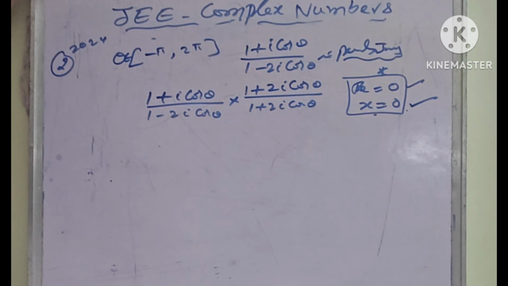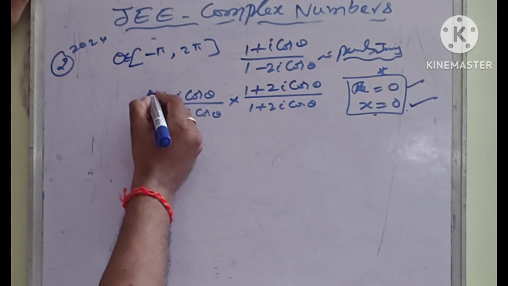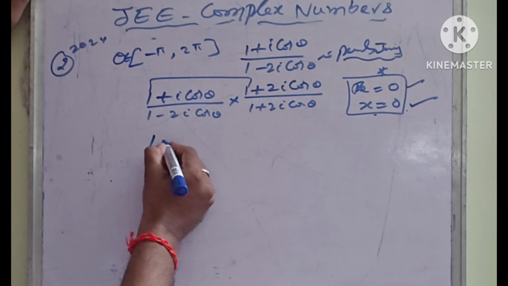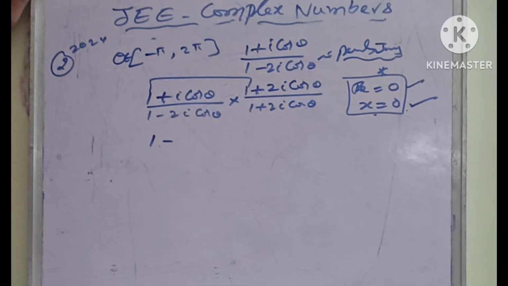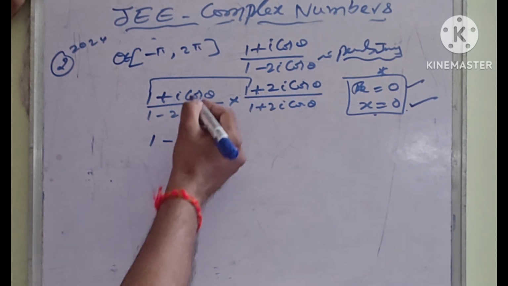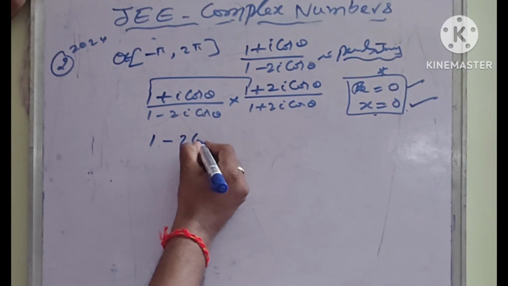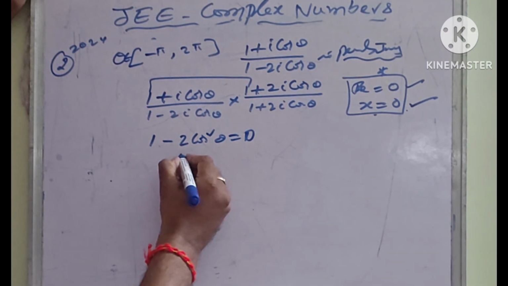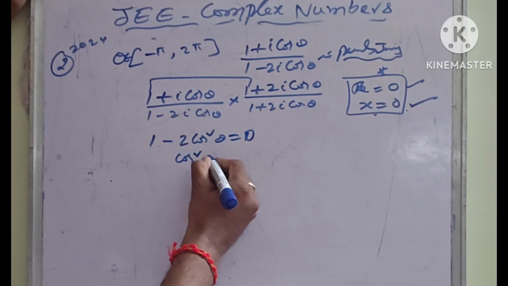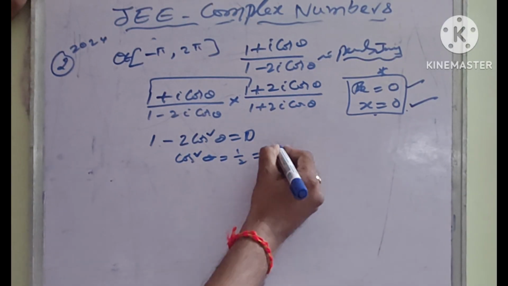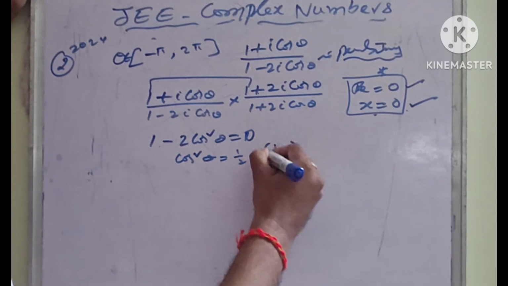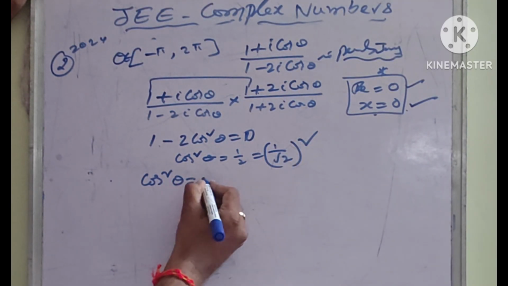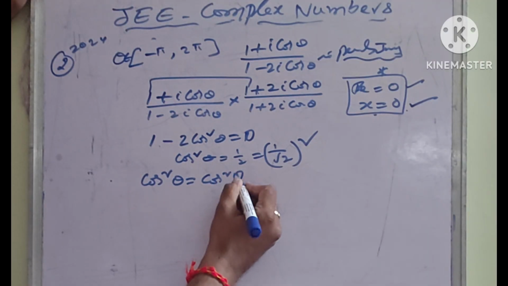Here our problem has x equal to 0. So what is the real part? 1 into 1, 1. Plus into plus, plus; that is minus, where i square is equal to minus 1. Then cos theta into 2 cos theta, 2 cos square theta is equal to 0. Now cos square theta is equal to 1 by 2. Here 1 by 2 means 1 by root 2 whole square. Now here cos square theta is equal to cos square pi by 4.